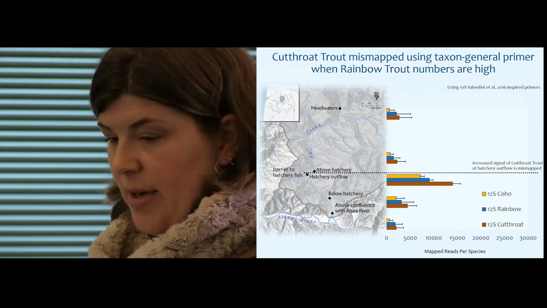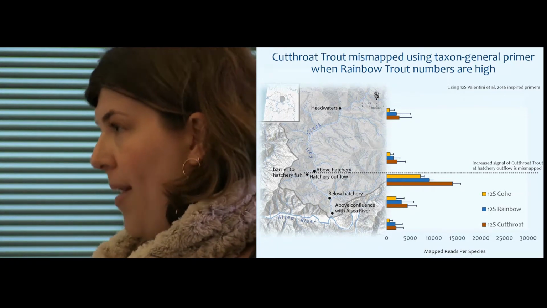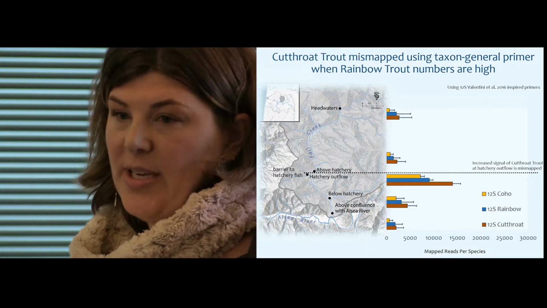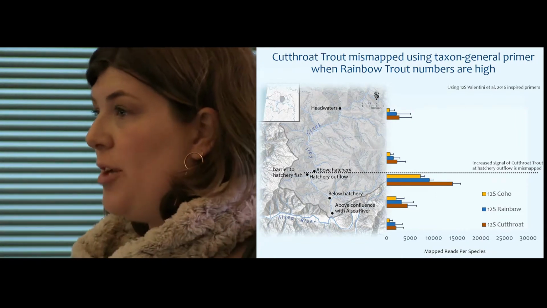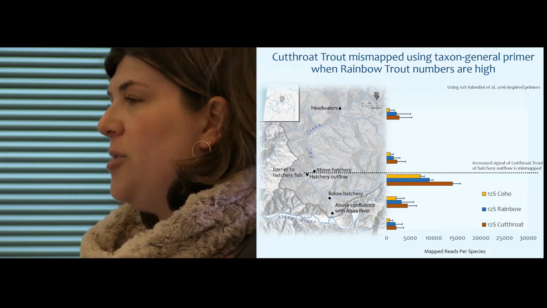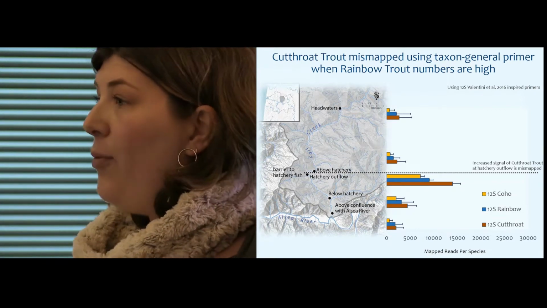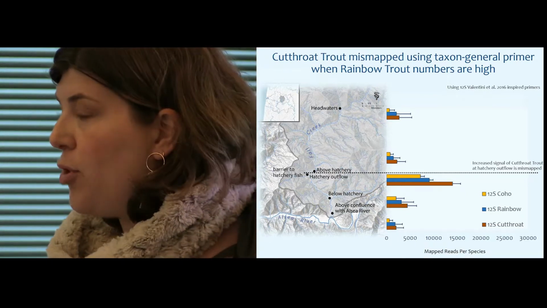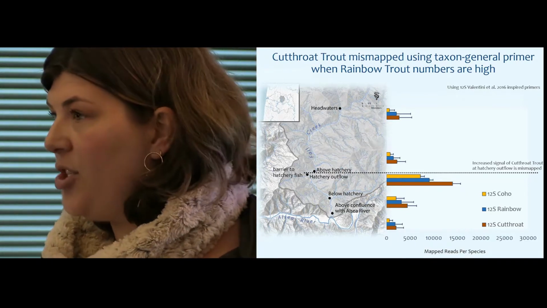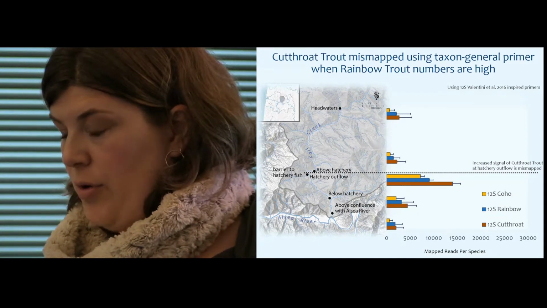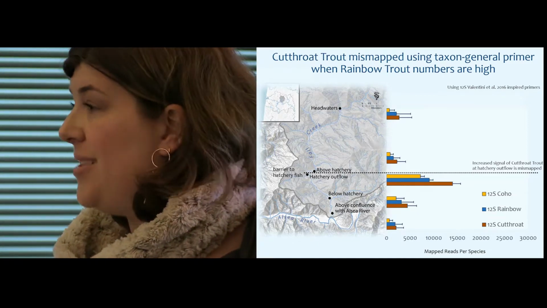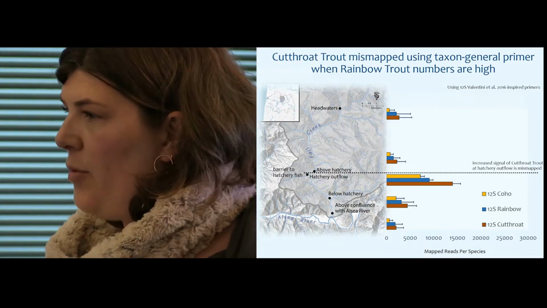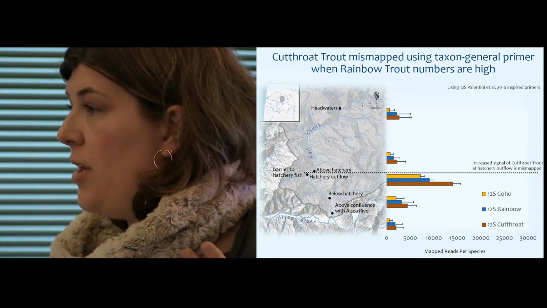And so what you see here is that cutthroat trout are mismapped using that taxon general primer. We are using a combination of the metabarcode, those taxon general primers, and we're coupling it with taxon specific primers for these results. If we had not yet considered the taxon specific primers and we were only using this approach, we would be mismatching cutthroat trout at the outflow of the hatchery, because it's a hatchery that raises rainbow trout. So they have raceways filled with rainbow trout at this location. They don't actually have cutthroat in the raceways.